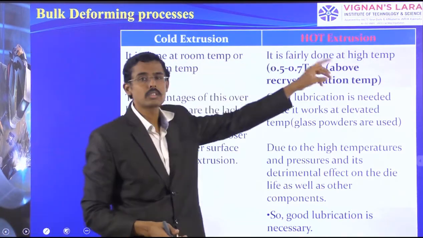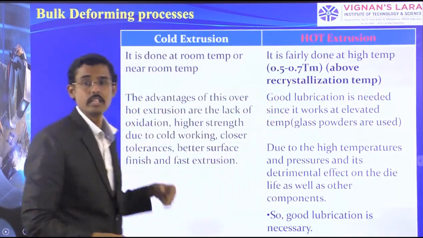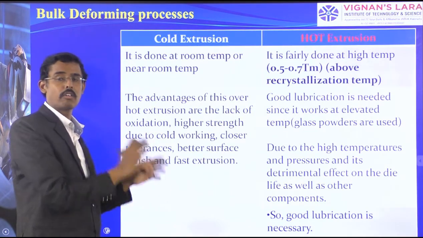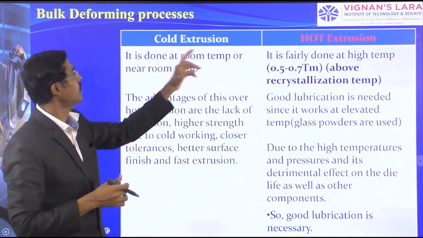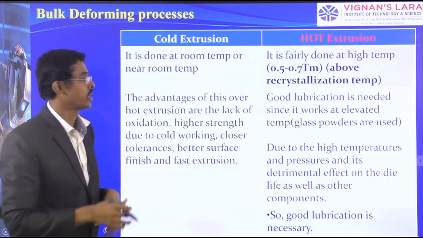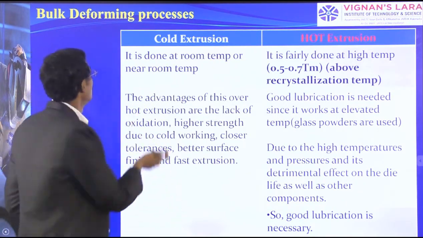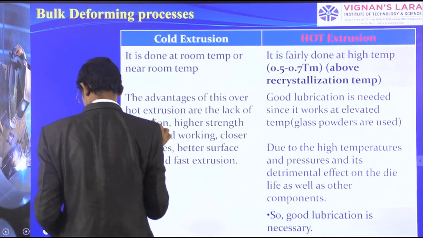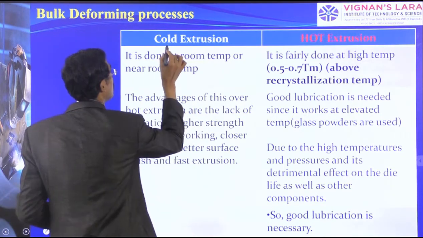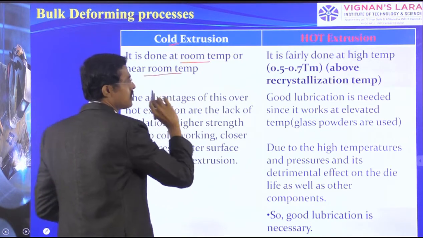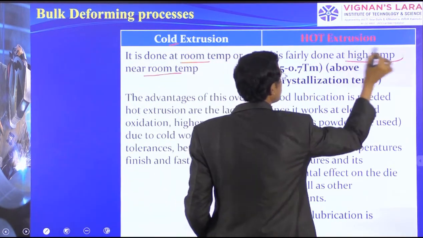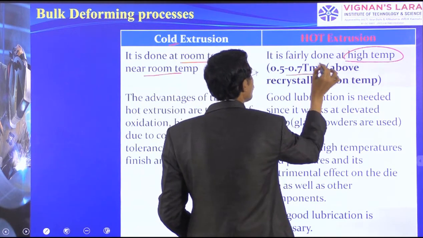Cold extrusion and hot extrusion, I am comparing now. We have already covered the advantages and disadvantages of hot and cold working, hot and cold forgings. Now hot and cold extrusion treatment. All points will be similar. Cold extrusion is done at room temperature. Yes, we know cold working is done at nearly room temperature. Hot extrusion is fairly done at high temperatures, maybe 0.57 times the melting point.